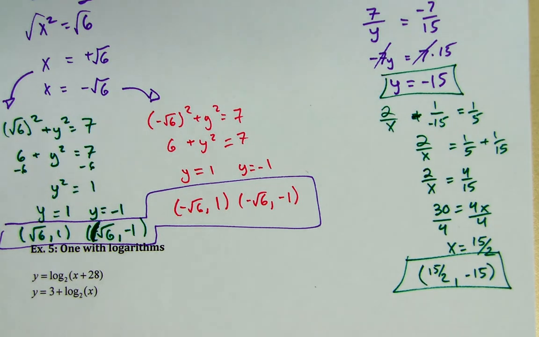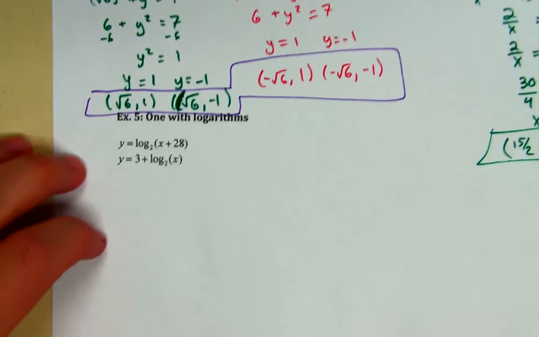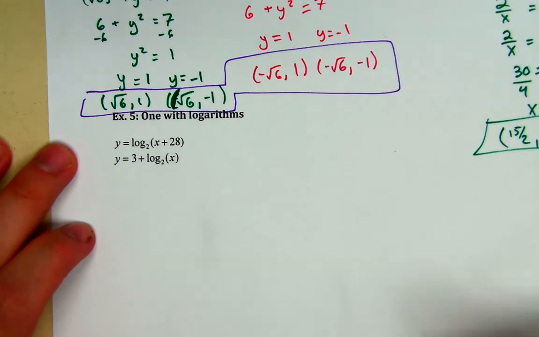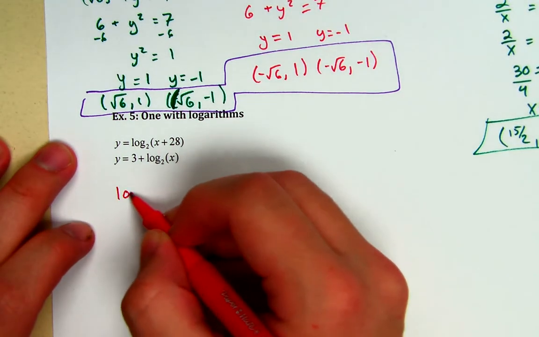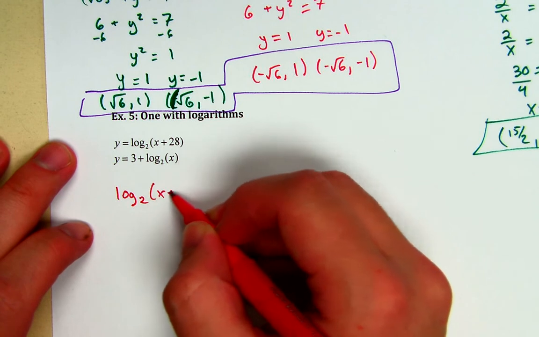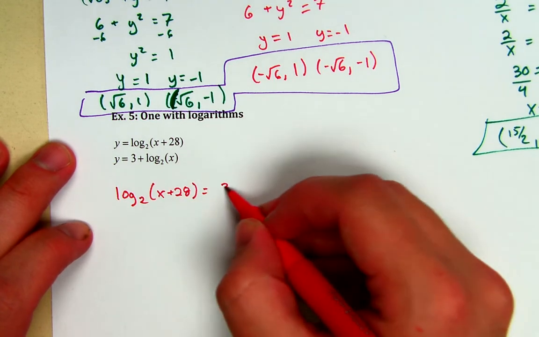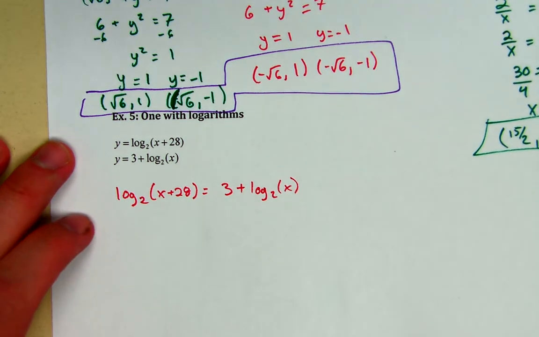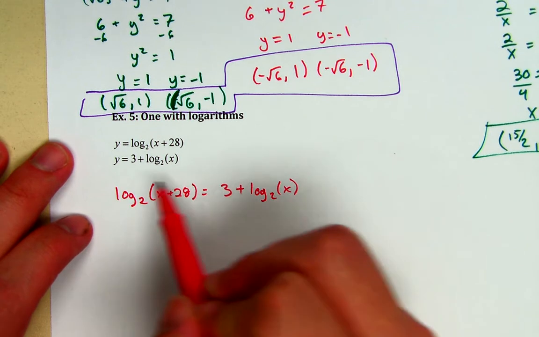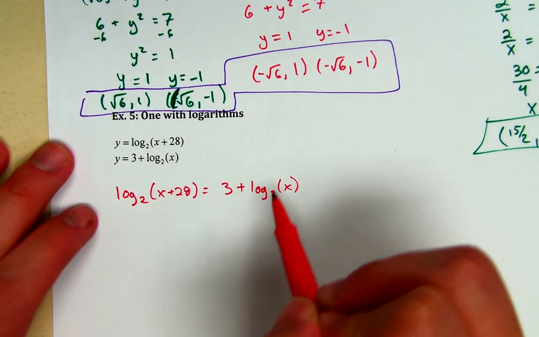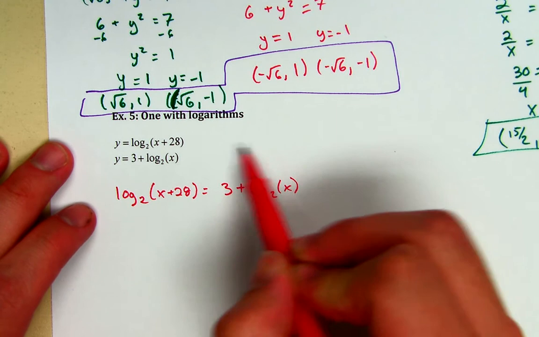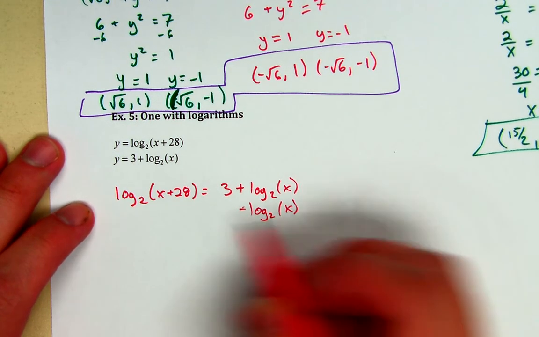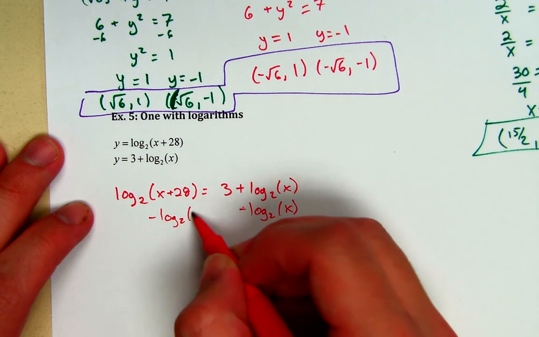Alright, and then one last example. Now this should be pretty familiar because we just worked with logarithms. Well, I've got a y equals and a y equals. Set them equal to each other. So let's do log 2 of x plus 28 equals 3 plus log 2 of x. Now remember, if we have logarithms, same base, we want to do 1 to 1. But since we have this plus 3 in front, we can't. So get the logs to one side.